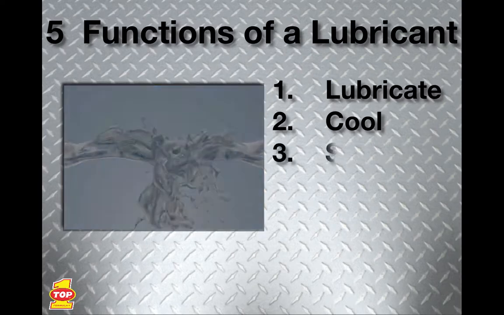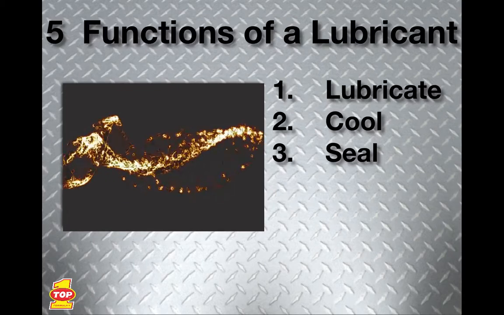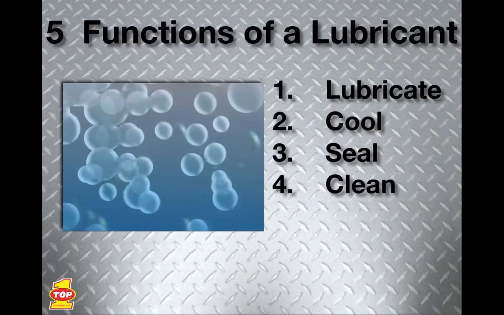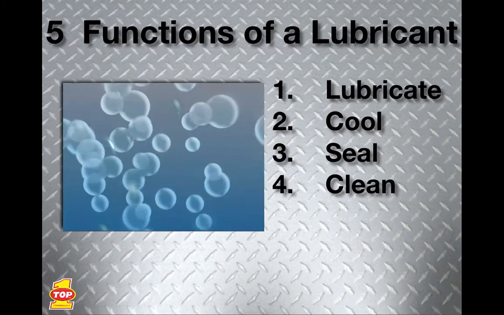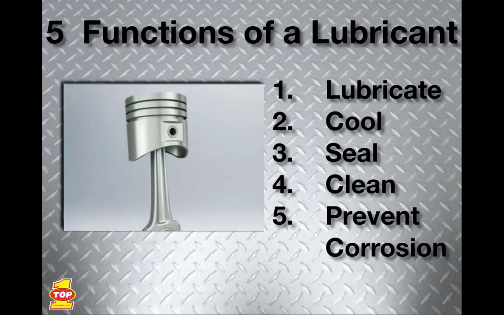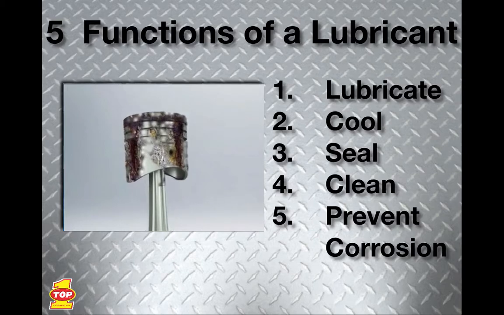The lubricant should seal off the piston rings to prevent contamination, decrease leakage, and increase engine efficiency. The lubricant must be able to efficiently clean the engine by holding contaminants in suspension. And finally, the lubricant needs to prevent corrosion by neutralizing acids that could potentially combust or cause damage to the engine.